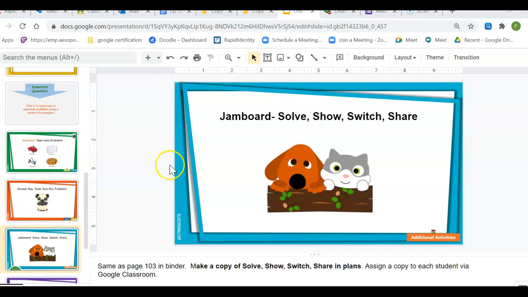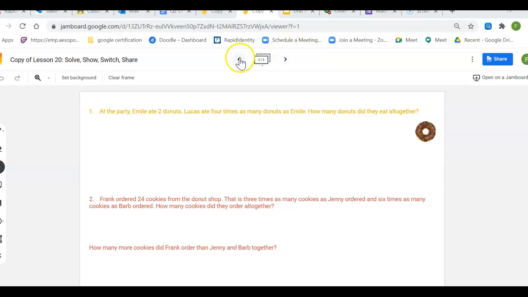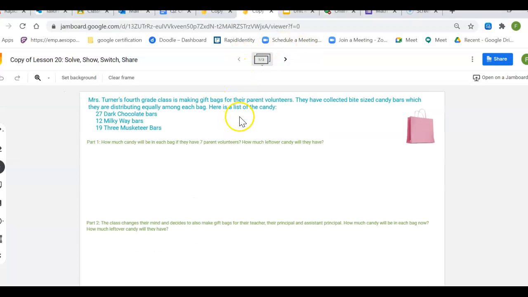All right, so for our next slide, we've got more practice. And this is also on a Jamboard. It's also on page 103 in your math binder. So this is on a Jamboard, but it's also on page 103 in your binder. So I'm going to show you the correct Jamboard. Okay, so this is the correct Jamboard that you should be working on. Also page 103, you can solve the problems there and take a picture of your work and insert it.